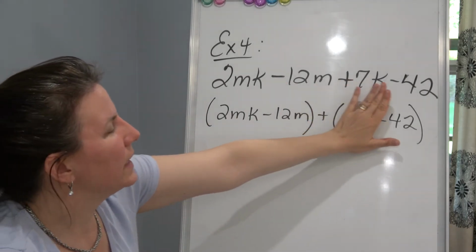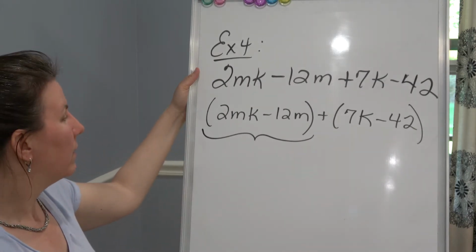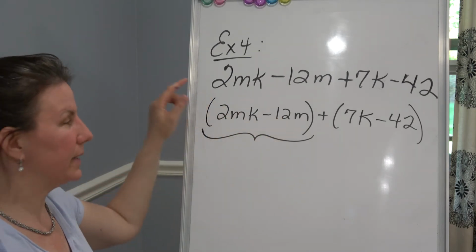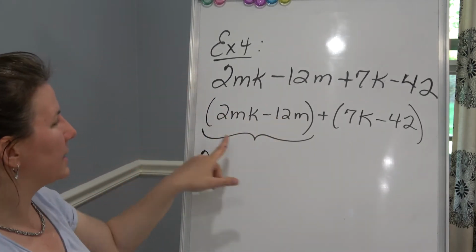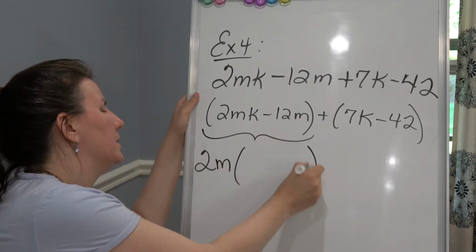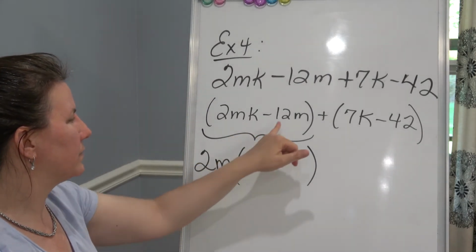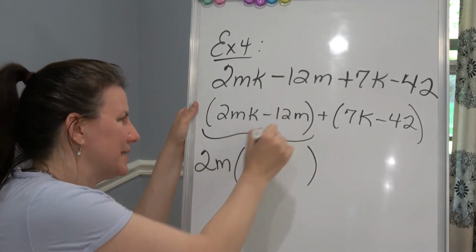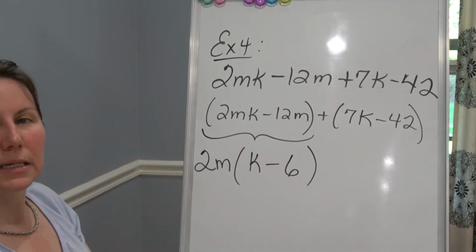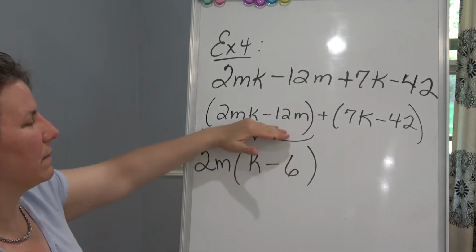And now I'm not looking at the whole thing. I'm just looking at each pair. So for this pair right here, I've got a 2 and a 12. So 2 is a factor of both, right? So I can take out a 2. And I can see that they both share an m. So I can factor out an m. So when I factor out the 2m, I'm left with k minus 2 times 12 would be 2 times 6 would be 12. So I'm left with a k minus 6. Right? And remember, you could always check by distributing it back and see if you get what you started with.